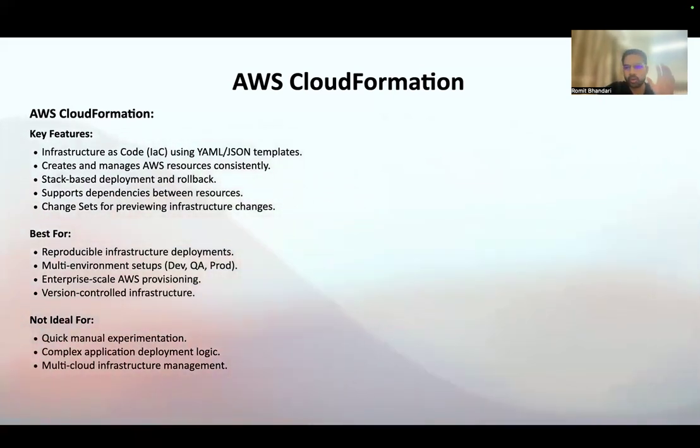So AWS CloudFormation is like infrastructure as code. Think of it as IaC using YAML or JSON templates. It creates and manages AWS resources. Okay, so it helps you provision AWS resources. You can provide that in the YAML file: what kind of resources you want along with the policies.